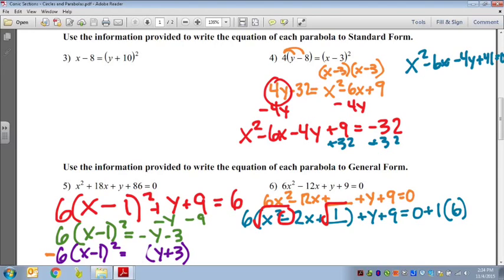But this one, again, was tricky because there was something in front of x squared, and we have to factor it out. Okay, so if you need to rewatch that, that's fine. But this gives you an idea of how to change forms of parabolic equations in conic section.